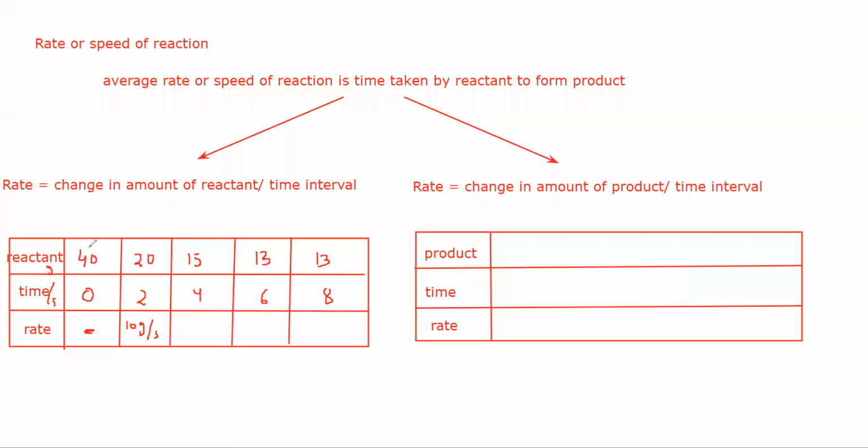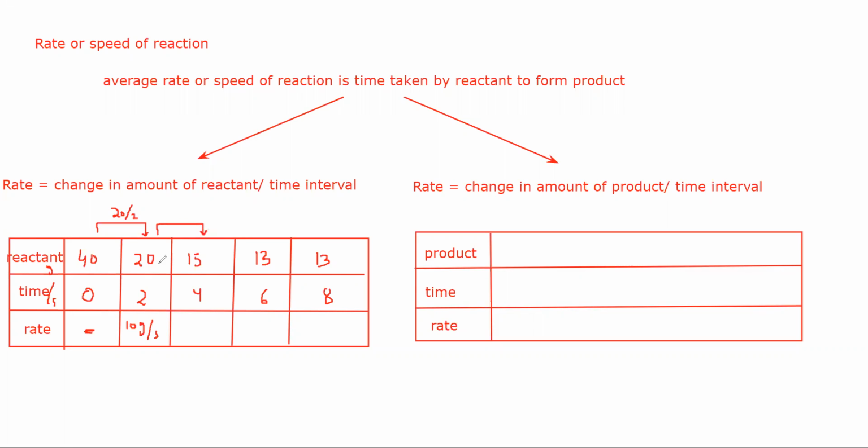Is it clear? I have 40 grams. After 2 seconds, I'm left with 20 grams. So how much is the change? The change is 20. And what is the time interval? It took 2 seconds for that change. So that's why 20 divided by 2. So the rate at 2 seconds is 10 gram per second, which means that 10 grams of reactant is changing into product every second.